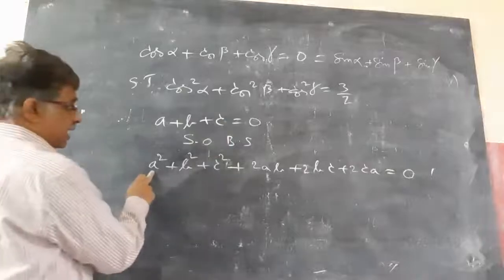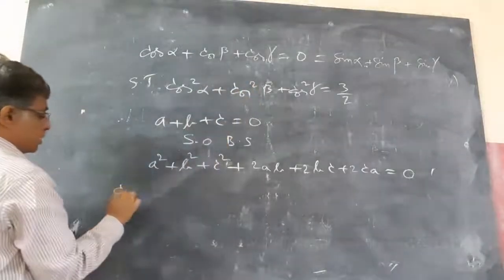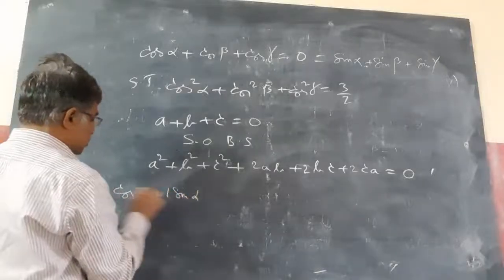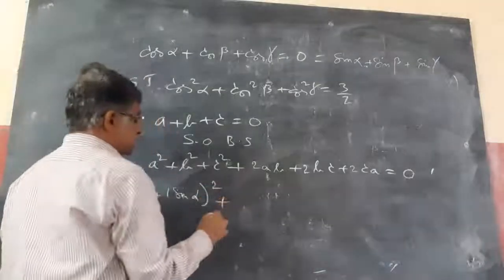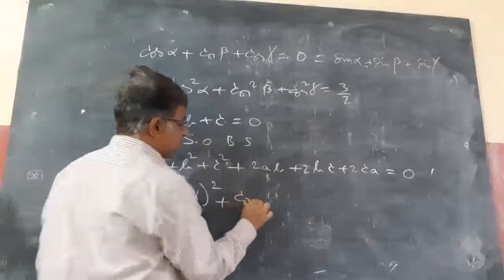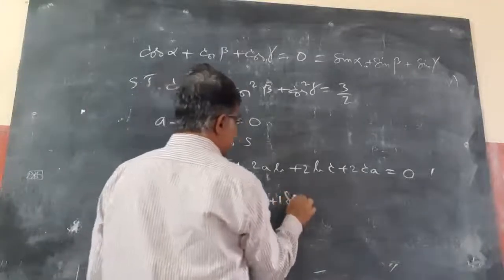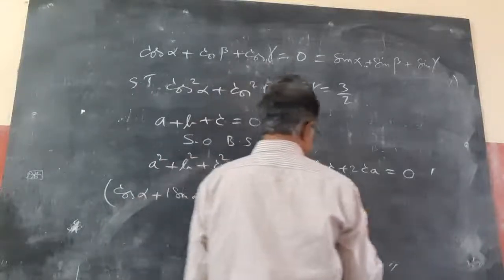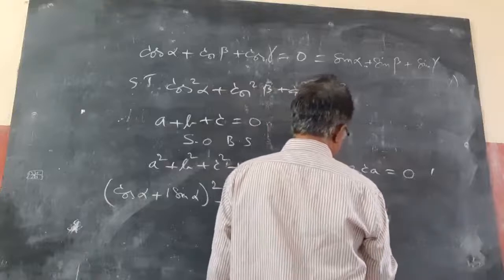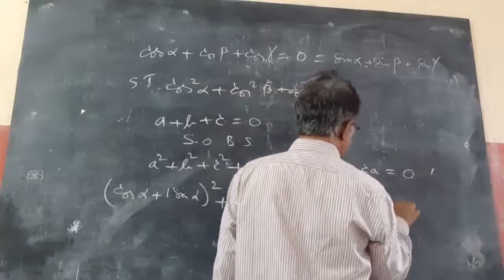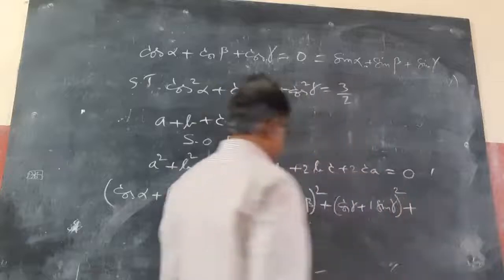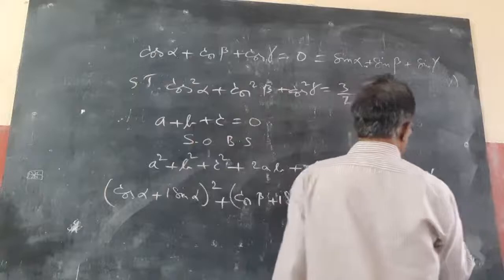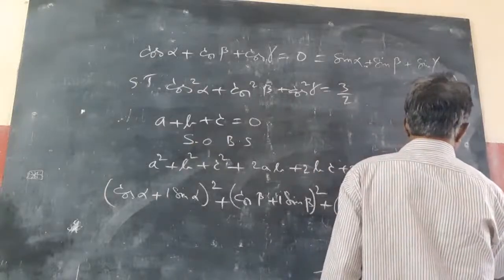Now, A square. A means cos alpha plus I sin alpha. So cos alpha plus I sin alpha whole square plus B square. What is B square? Cos beta plus I sin beta whole square, plus coming to C square, cos gamma plus I sin gamma whole square, plus here 2 into AB plus BC plus CA.